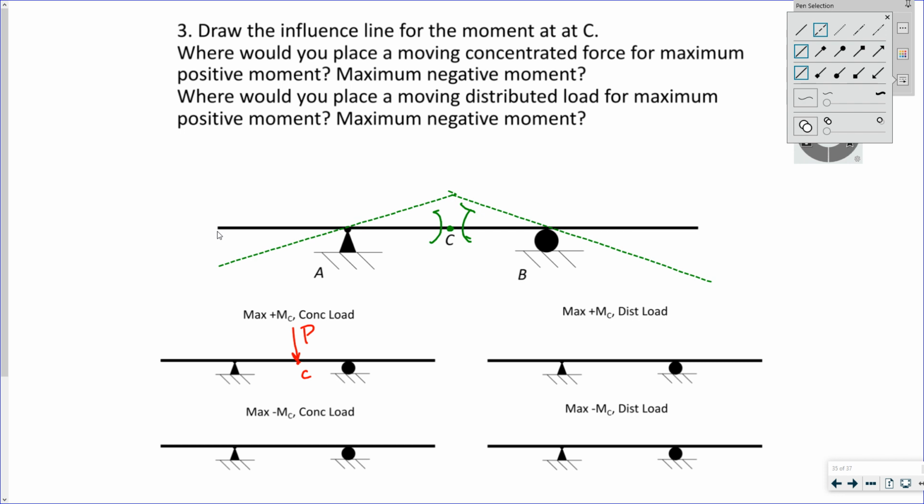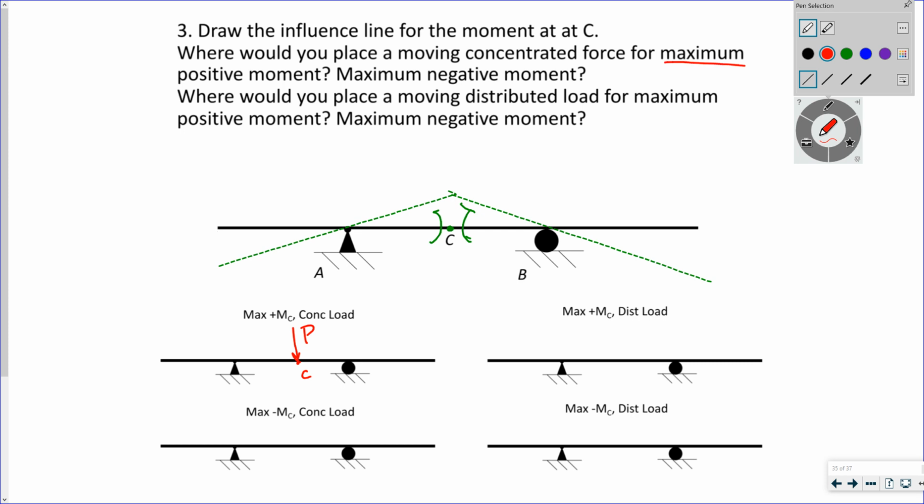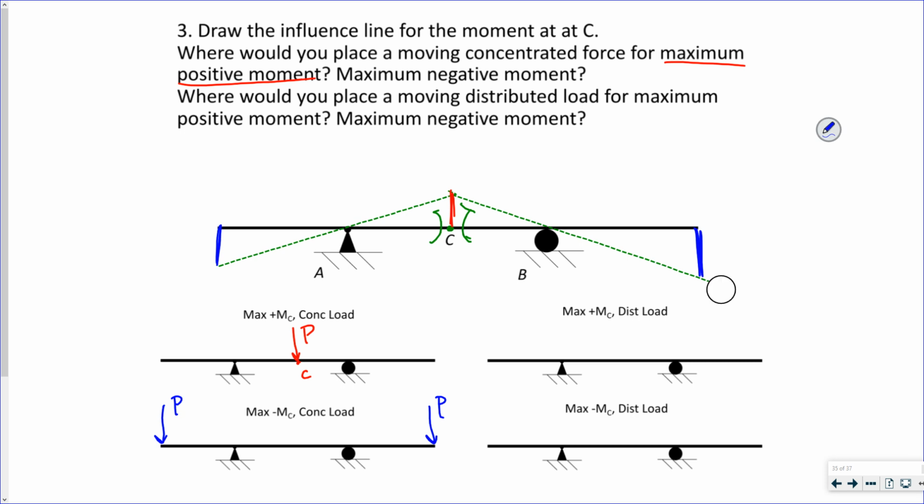Alright. My maximum, if I wanted to apply a moving concentrated force for maximum positive moment, right there at C. Maximum negative moment, that's my maximum values, right? And maybe I would apply both. Maybe this one over here on the right is bigger. You have to figure out those values. That's why you can't just do this qualitatively.